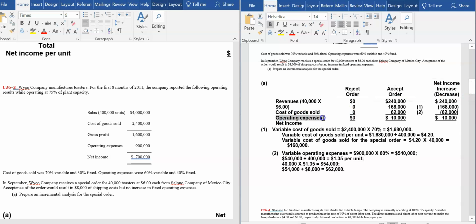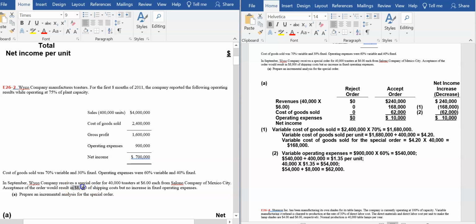For their operating expenses, $900,000 total. Of the $900,000, 60% were variable. $900,000 at 60% means $540,000 of their normal operating expenses are variable. Those operating expenses were incurred when they sold 400,000 units. They have a variable operating cost of $1.35 per unit. In order to fulfill this order, we'll incur $1.35 for the 40,000 units, or variable operating expenses of $54,000.